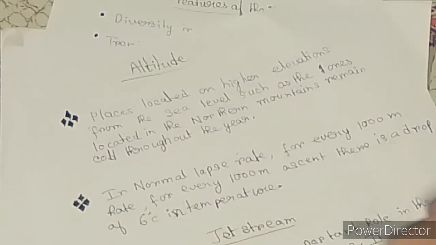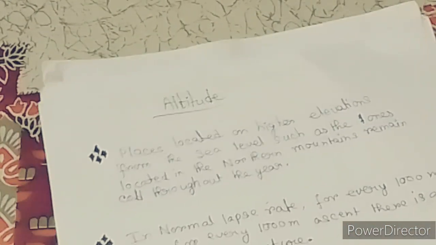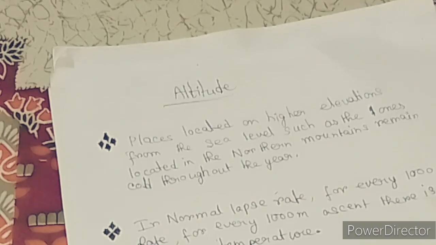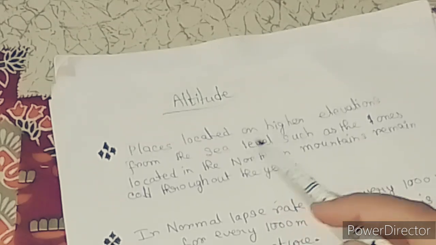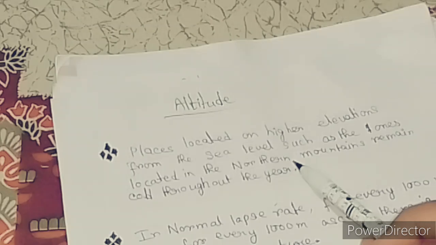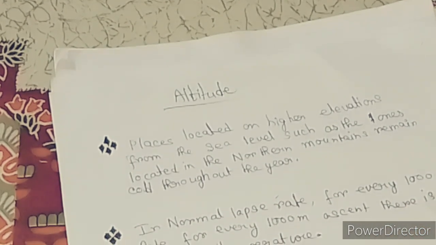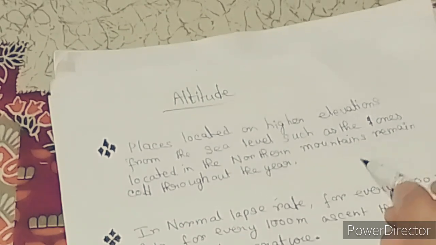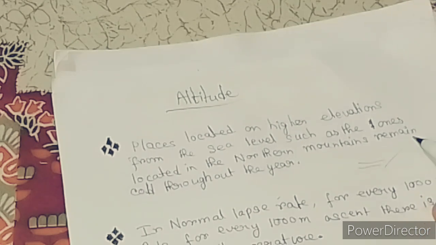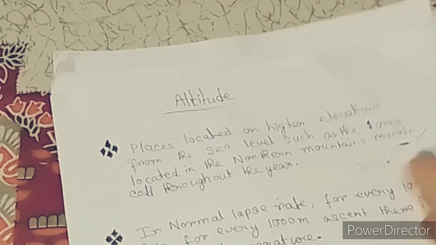Now, next point, altitude. How does altitude affect the climate of India? Let us know this. Places located on higher elevations from the sea level, such as the ones located in the northern mountains, remain cool throughout the year. Suppose this is sea level, and the places located here are on a mountain. Places located here will be colder than those located here.